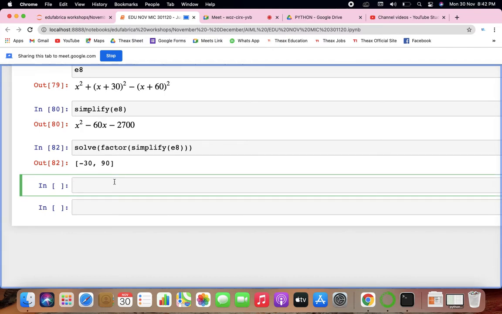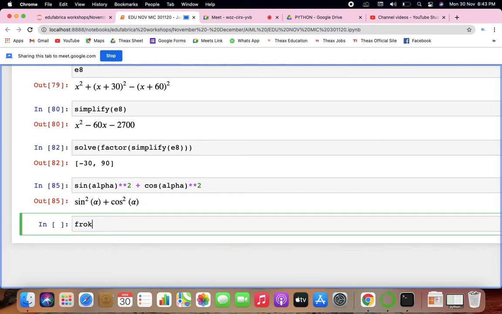In trigonometry, if there is an expression you need to solve, like sine squared theta plus cos squared theta, very simple, it's one. Here you can work with two functions, simplify or trigsimp. These two functions are the most important for trigonometry. Basically that is called trigonometric simplification. Or you can go with simplify, and sometimes you also have to use trig expand. Expand in trigonometry. Sometimes you have to use this.